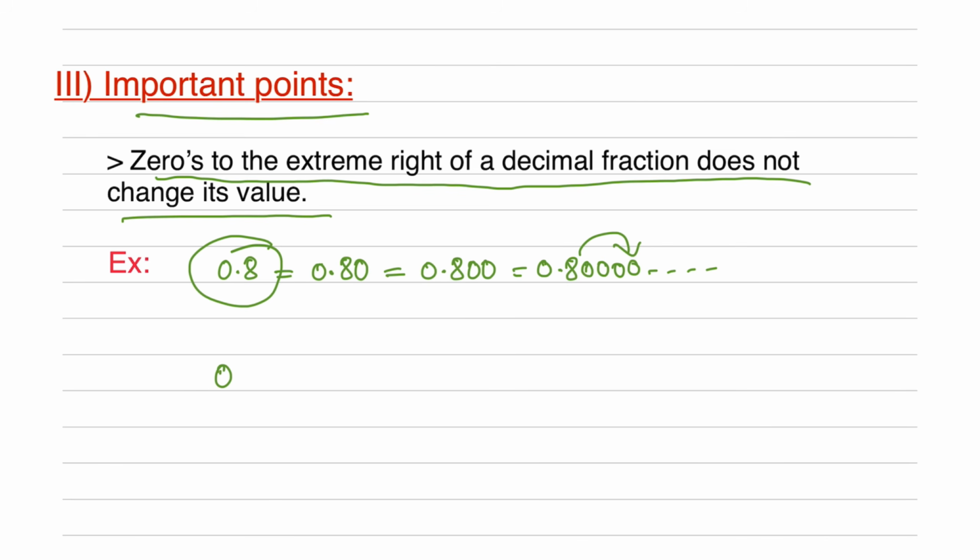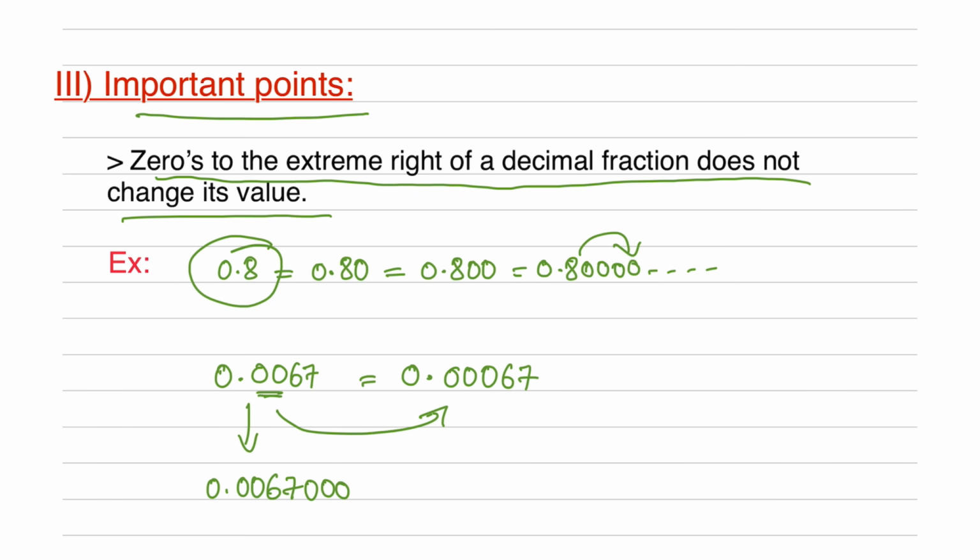See another example. If it is 0.0067, for these zeros it has a value, means if you write 0.00067, the value will change. But if you write 0.0067 again with 000 at the end, the value is the same. Both are equal, but these are not equal.